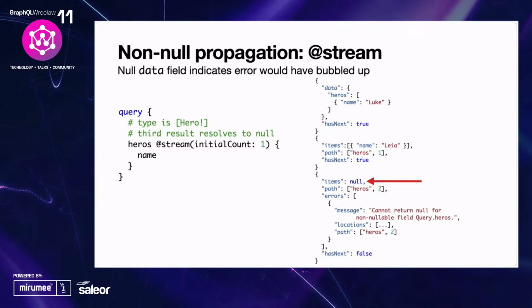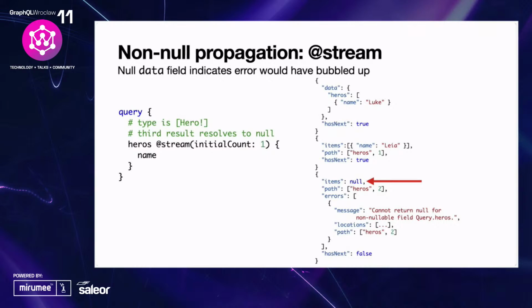So in this example, the heroes field is a list of non-nullable object types. And let's say the third result errors or resolves to null. What happens is the initial payload is sent normally. And then the second payload returns the second list item wrapped in an array. And in the third payload, the errors field is populated and the items is null, which communicates to the client that this null should have bubbled upwards. If the type of the list allowed null fields, it would have returned an array with a null value inside of it.